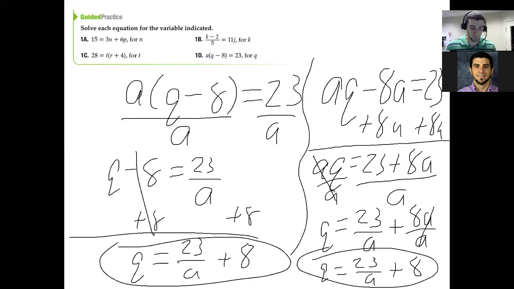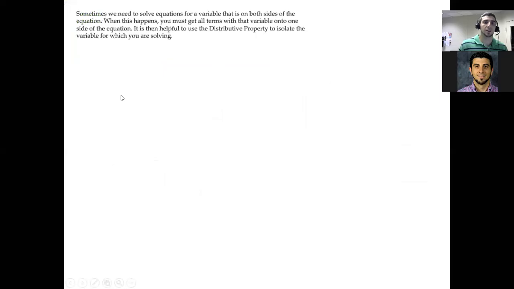Okay? Cool beans. All right, so sometimes we need to solve equations for a variable that is on both sides of the equation. When this happens, you must get all the terms with that variable on one side. You might have more than one variable, but if you're solving for one of the variables and it's on both sides, you need to get all the terms with that variable on one side and everything else on the other. Then it's helpful if we use the distributive property to get that variable by itself. And I'll show you what I'm talking about right here.